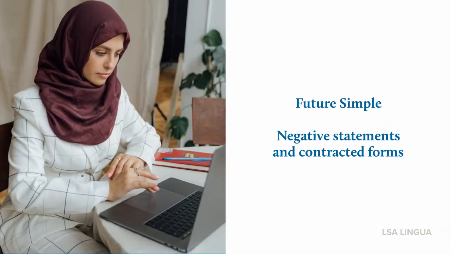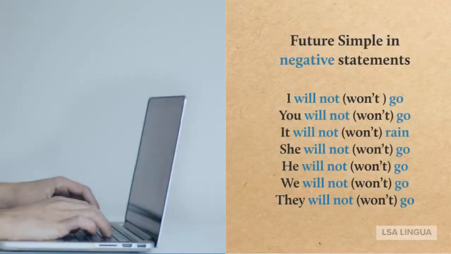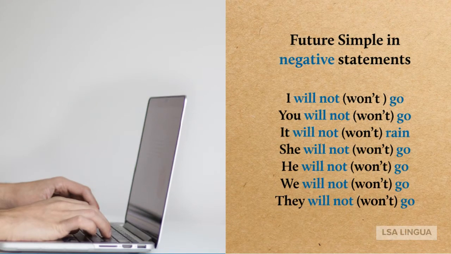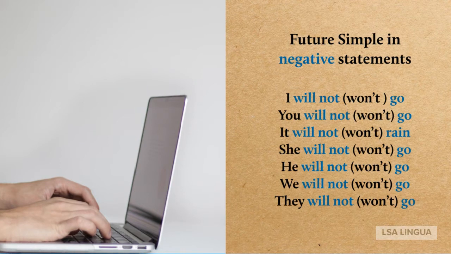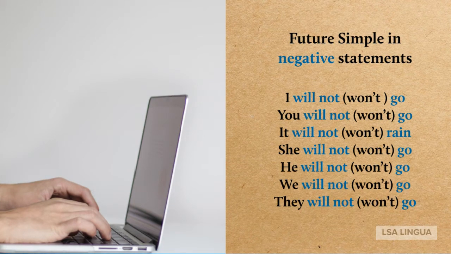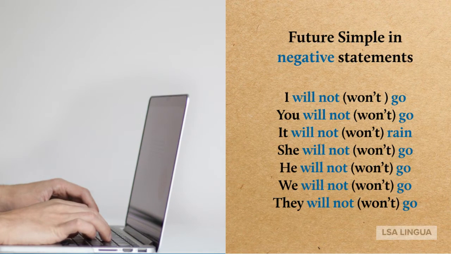The future simple in negative statements. I will not go. I won't go. You will not go. You won't go. It will not rain. It won't rain. She will not go. She won't go. He will not go. He won't go. We will not go. We won't go. They will not go. They won't go.